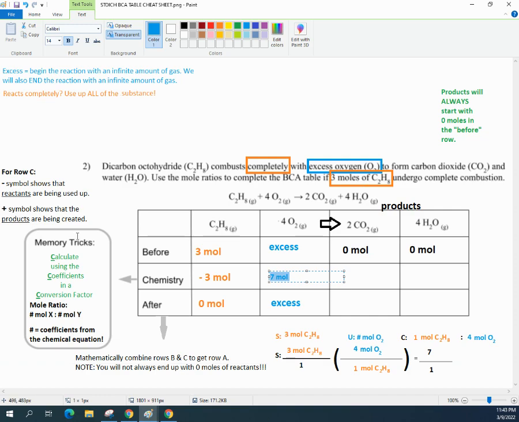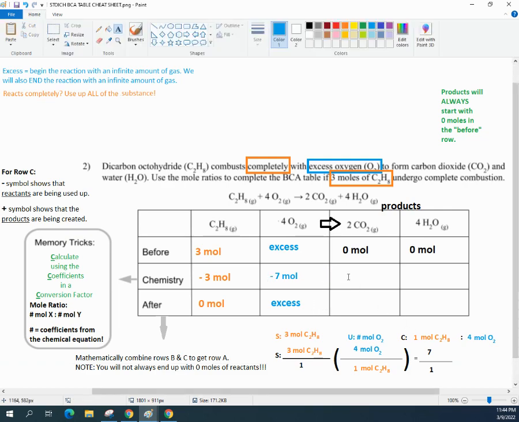Now remember, because this is in the C row, we need to make sure that we have the correct symbol. A positive symbol means that we are creating products. A negative symbol means that we are actively using reactants. So because this is a reactant, we want to go ahead and put a negative symbol in front of it because we are using that.